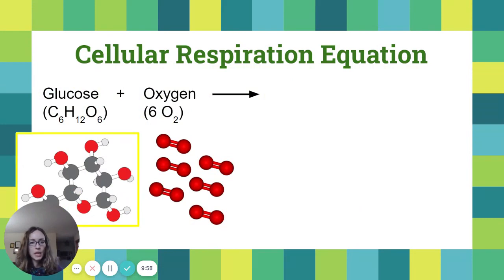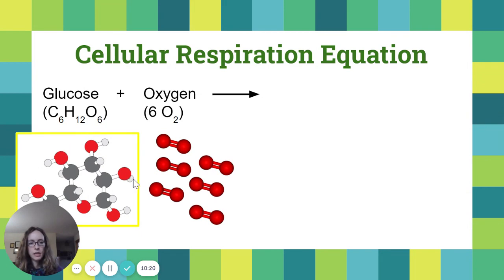You have a space to write inputs and outputs. So I'd like you to write those inputs and outputs from this equation. The inputs for cellular respiration are glucose and oxygen. The chemical formula for glucose is C6H12O6. It's carbon, hydrogen, and oxygen, and these little numbers tell you how many atoms of each.